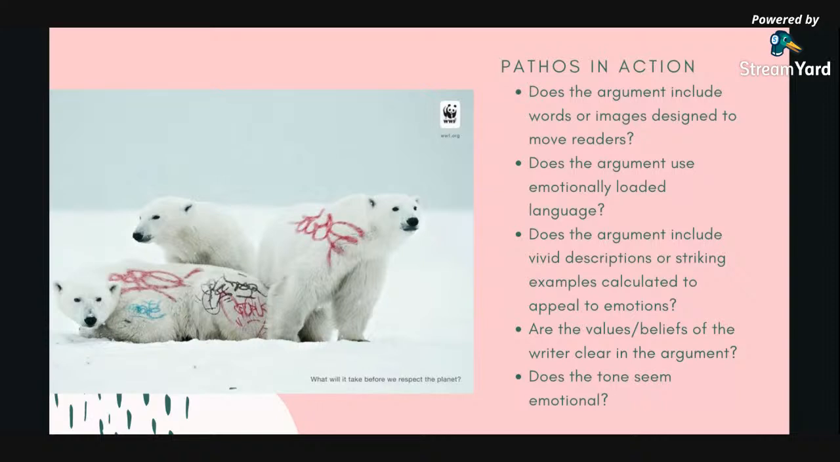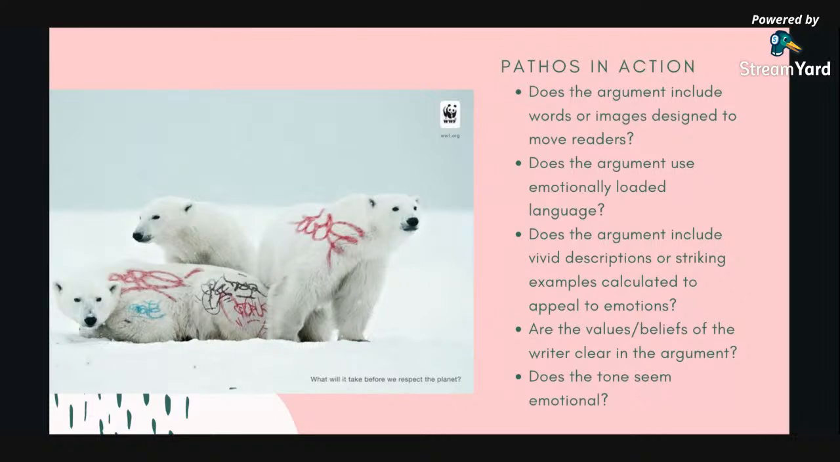So it uses all of these different pieces together, especially the argument with these bears being spray painted on, to get to your emotions. Your emotions could differ in this. It could be anger or sadness, frustration, anything in there.